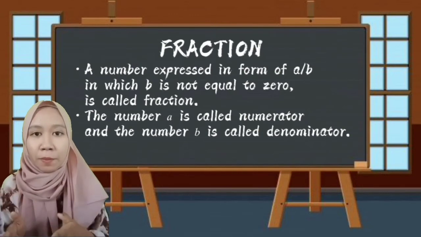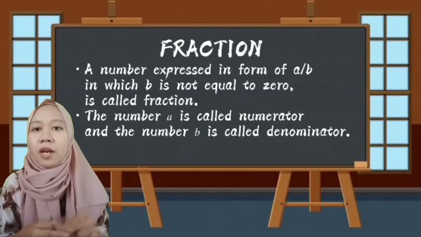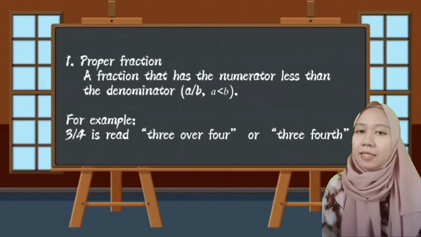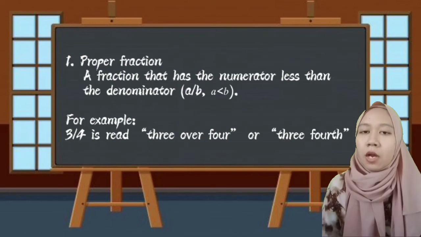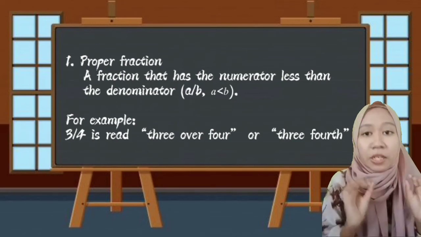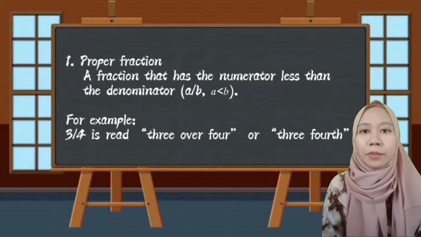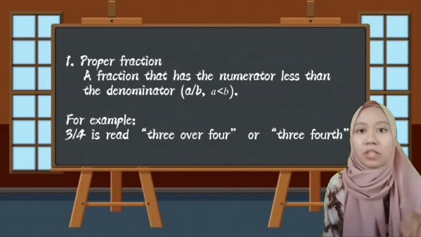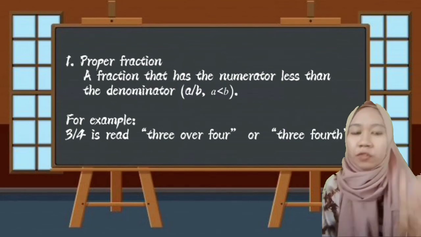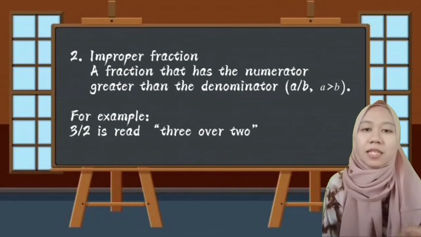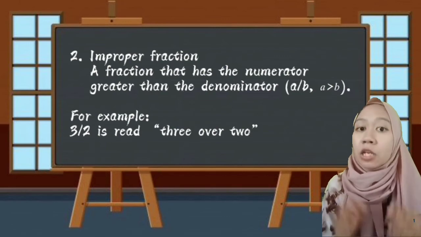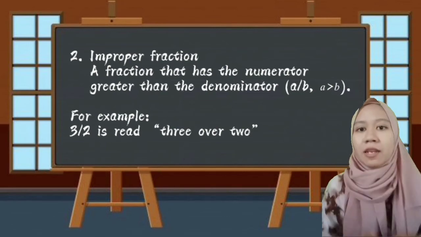Based on the denominator and numerator, there are two kinds of fraction. First is a proper fraction, a fraction that has the numerator less than the denominator. For example, 3/4 is read three quarters or three fourths. The second is an improper fraction, a fraction that has the numerator greater than the denominator.